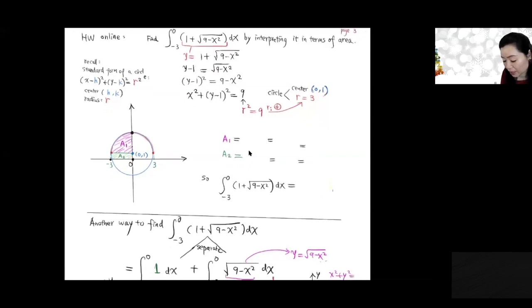So I draw the circle here, 0, comma 1 with radius 3. So I draw the circle. Remember, this is the standard form of a circle. So this is a circle.